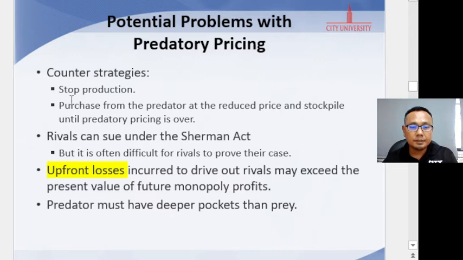Okay, this is what we discussed earlier, counter strategies: stockpile production and purchase from the predator at a reduced price, and stockpile until predatory pricing is over. Predators must remember that businesses engaging in predatory pricing are vulnerable to prosecution under the Sherman Antitrust Act. This is antitrust, the Sherman Antitrust Act, available in the US.